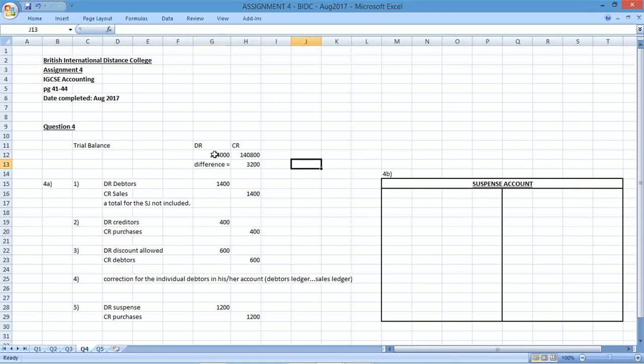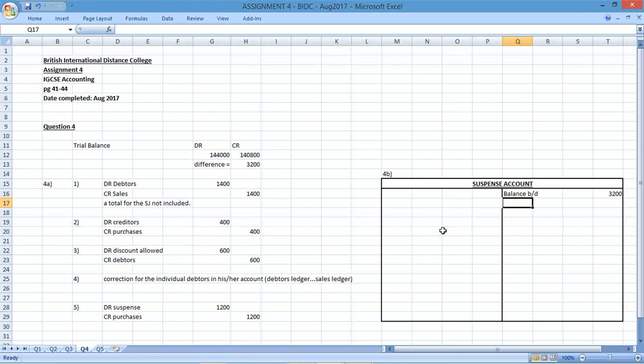The difference here between the debits and the credits. The question gave us 144,000 and they gave us 140,800. So if I take the difference of those two amounts, it is 3,200. So there's a missing credit here because the debits are 144. So in terms of the suspense, we've got 3,200 here, which would be the balance in the suspense account. And we need to allocate those errors to the suspense.